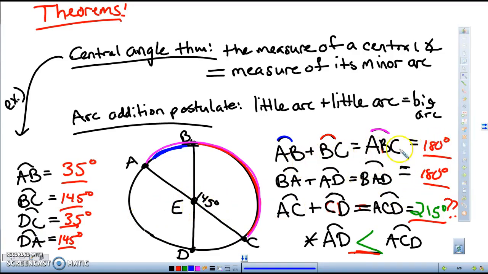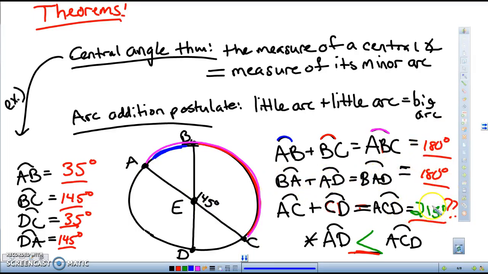Now, look, if you wanted to find these ones, you could have done it one of two ways. You could have added up these arcs from before and gotten your whole thing, or if you noticed that, hey, this AEC is a diameter, which makes the whole thing a semicircle, then you could have filled in 180 degrees for both of those.